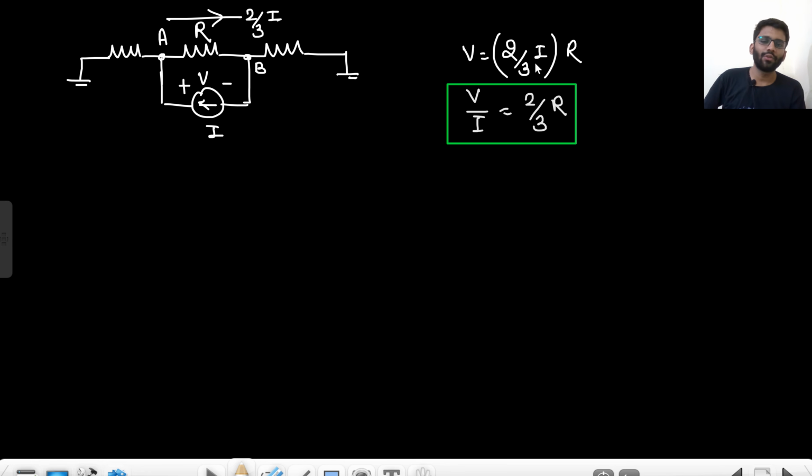So basically V equals 2 by 3 I into R. So my V by I is 2 by 3 R. So this is my final answer. Did you get it? Say yes. You must have got it.